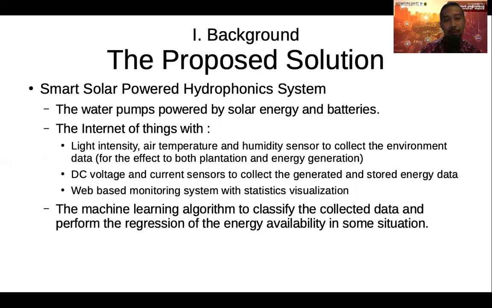Okay, so our proposed solution is a smart solar power hydroponic system. Basically, a water pump that is powered by solar energy and batteries, but we add Internet of Things and a machine learning algorithm. The Internet of Things collects the environment data, including light intensity, air temperature, and humidity, that could be used for both plantation and energy generation, and the DC voltage that is generated by the solar cell and used from the battery. And we do the regression using machine learning to classify the condition with the rule base and do the regression about the energy availability in many situations.